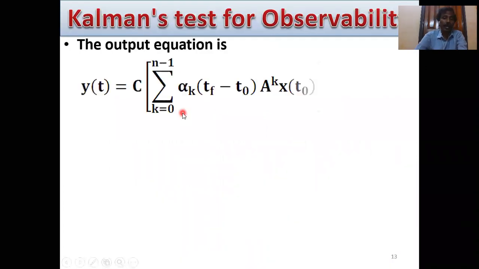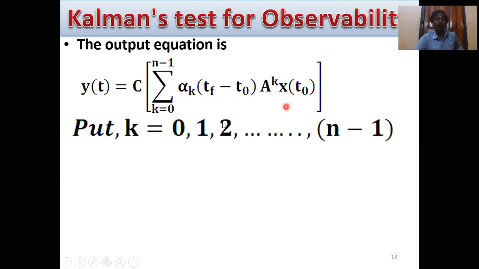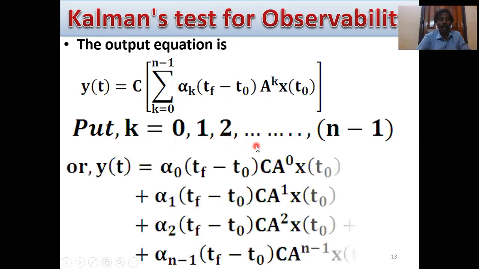Then we get the output equation: y of t equals C into the sum from k equals 0 to n minus 1 of alpha k of tf minus t0 times A to the power k, times x of t0. Then put k equals 0, 1, 2, 3, up to n minus 1. For k equals 0, we put alpha 0 of tf minus t0 and A0. This is the first value complete.